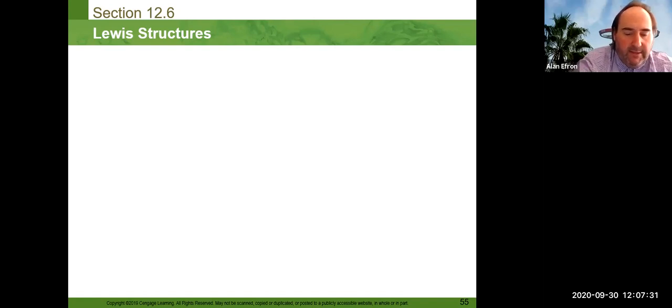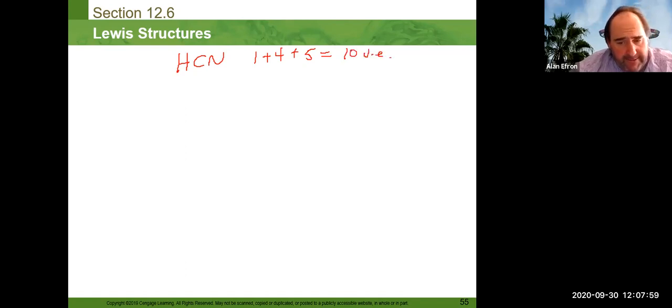So let's take a look at another example together, before I give you a few to do here. Let's do HCN, for example. If we count up the total number of valence electrons, hydrogen has 1, carbon has 4, nitrogen has 5, so that is 10 valence electrons. So in this particular one, our picture should have an absolute total of only 10 electrons.